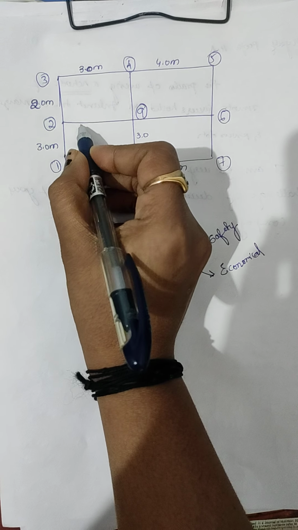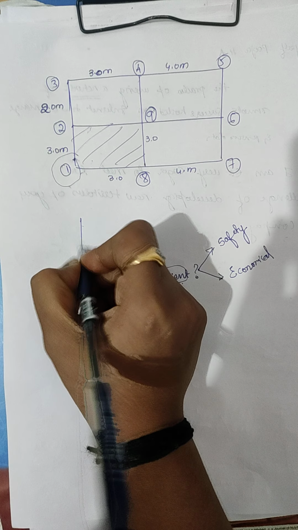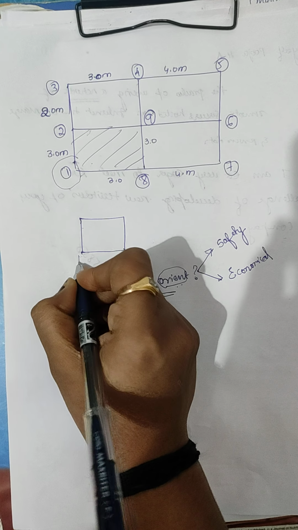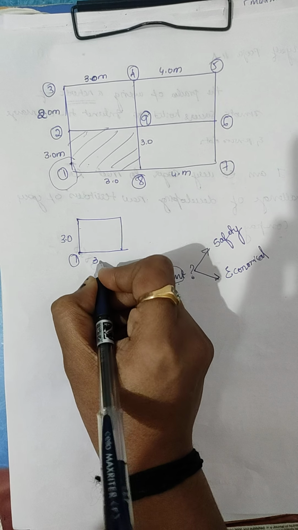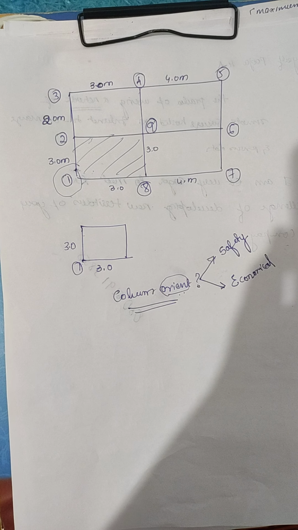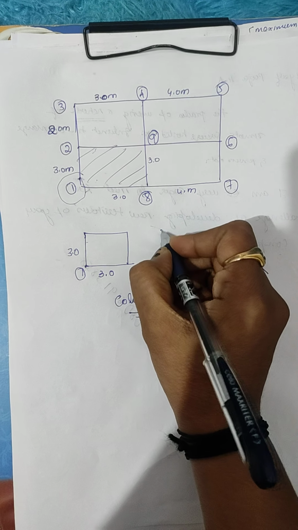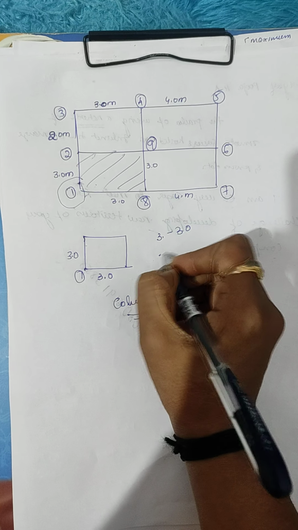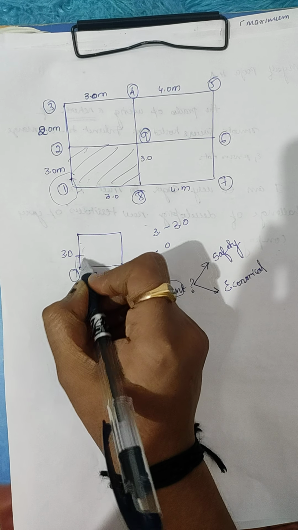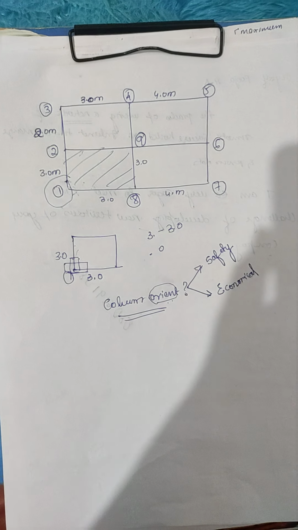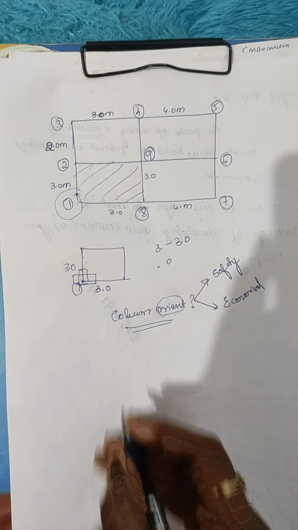Let us take the first portion. I'll write it separately. Here it's 3 meter, and here also it is 3 meter. In such a case, how can you place the column? When you deduct, 3 minus 3, you get 0. In such a case, you can orient your column on any side, either on this side or on this side.